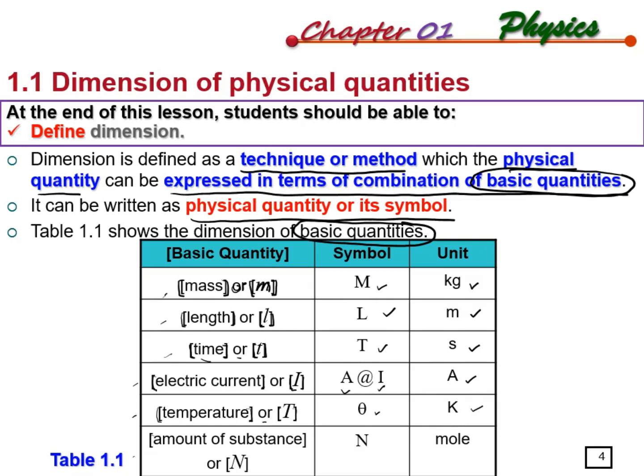Lastly, amount of the substance, or you can put a capital N, must put in bracket. So the symbol of the dimension is capital N and the unit is mole. Example just now is mass. So mass, you must do the dimension. So the dimension you must put in bracket, equal to, and the symbol of the dimension for mass is capital M. Okay, the length, so you must put capital L. Time taken, so you must put capital T.